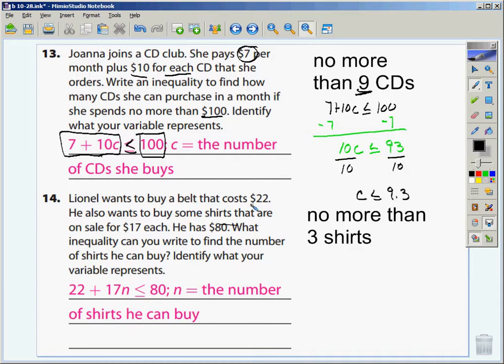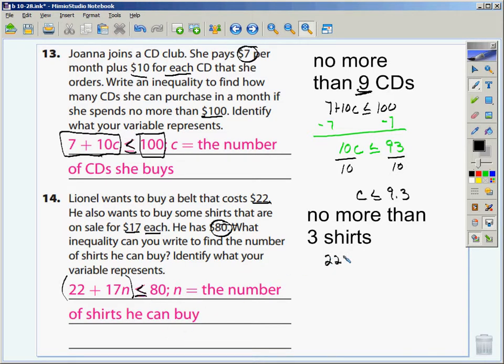Lionel wants to buy a belt that costs $22. So he's going to spend $22 on it. And he's going to spend $17 for each shirt. 17 times N. That's how much he's going to spend total. How much does he have to spend? 80. That's all he can spend. Can he spend all of it? Yes, so it could be equal. Can he spend more than that? That's why it's less than or equal.